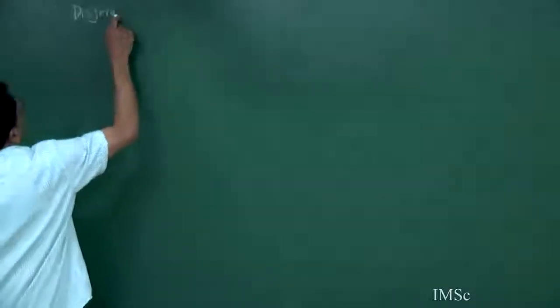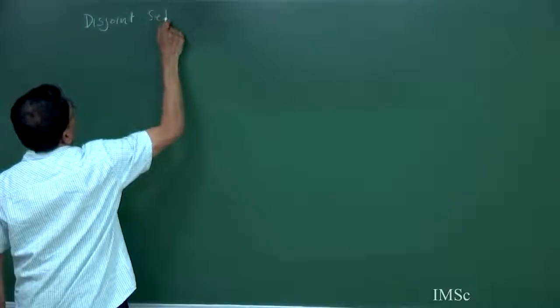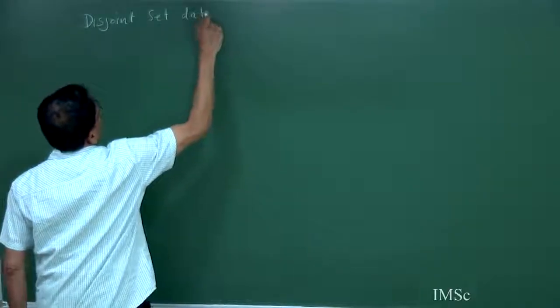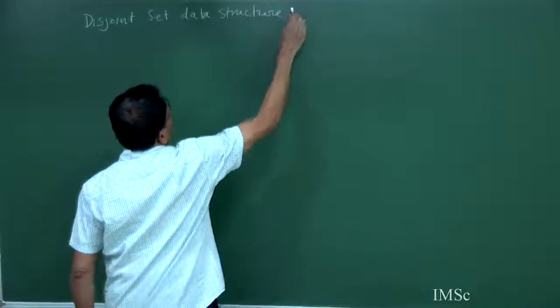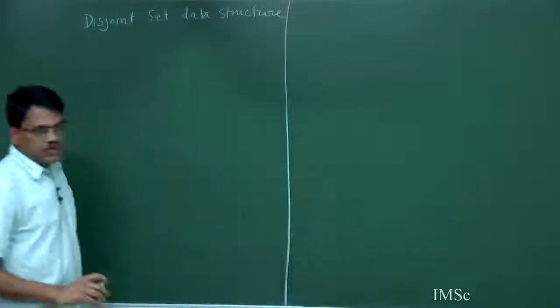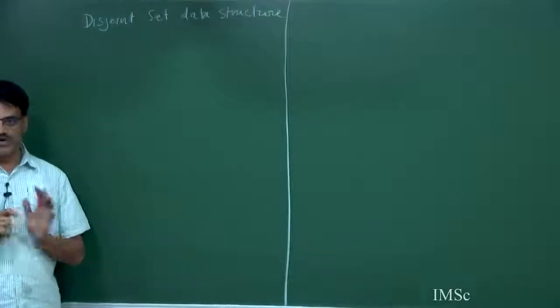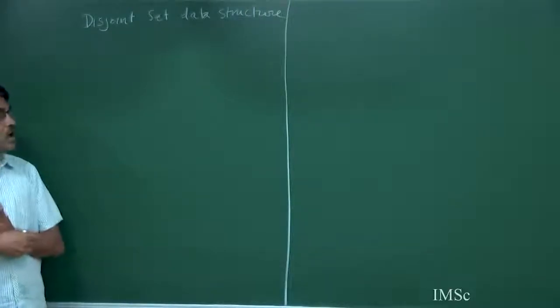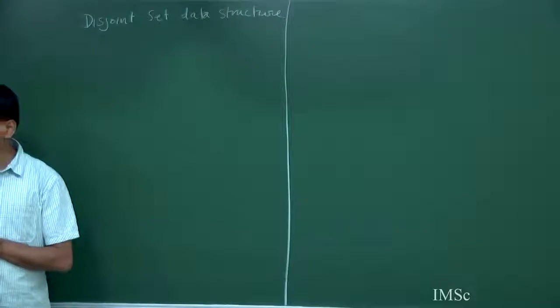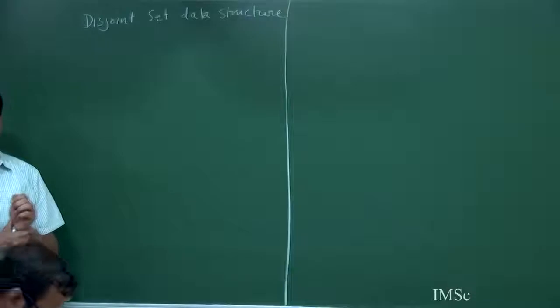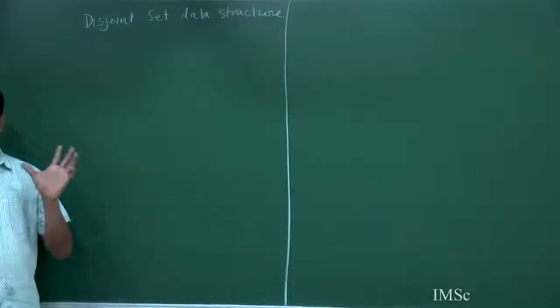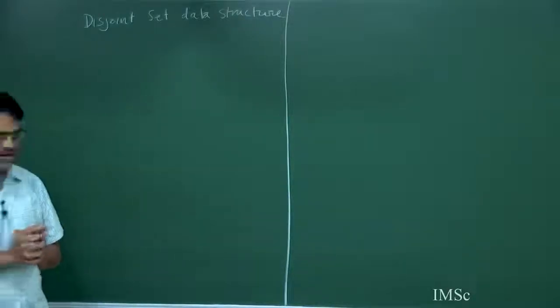We were looking at the disjoint set data structure, where we want to maintain a collection of disjoint subsets of 1 to n, and to answer a couple of queries. One is that given an element, you want to know which set it belongs to, and we want to merge or take the union of two sets, right?